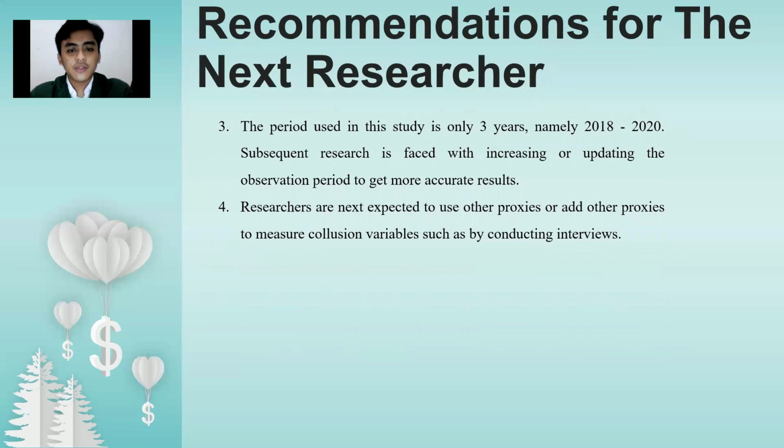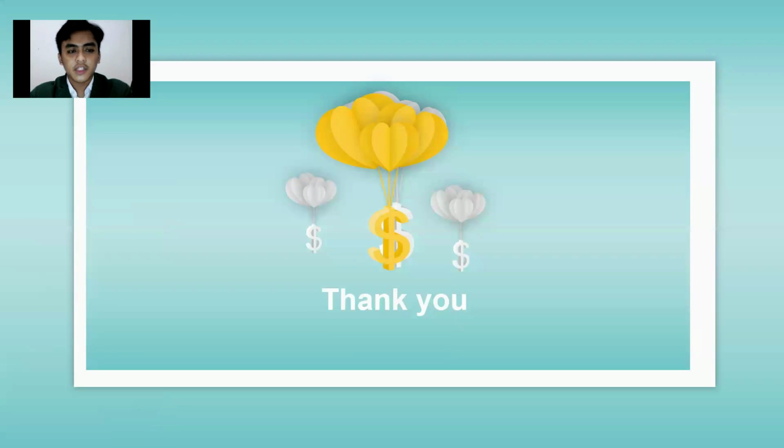3. The period used in the study is only 3 years, 2018 to 2020. Subsequent research is expected to increase or update the observation period to get more accurate results. 4. Researchers are next expected to use other proxies or add other proxies to measure the collusion variable, such as by conducting interviews. That's all for me.